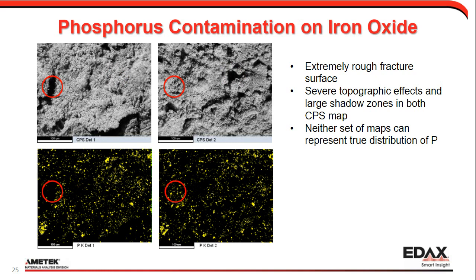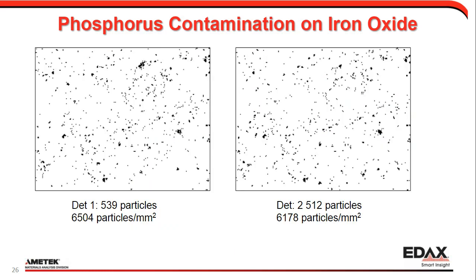So if we're looking for how much contaminant do we have on this sample, we just did a very basic particle count on this, or a pixel count. And we can see detector 1, we have about 539 particles, detector 2, 512, and we calculated the particles per area as well. Now, this might not look like a big difference. There's only about 400 particles per area missing between the two. But the point is that you are missing different particles in each of them.